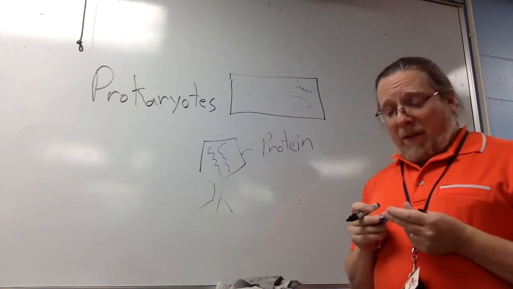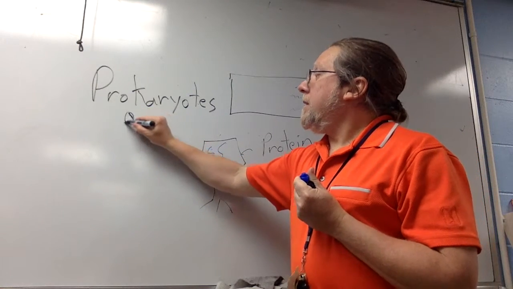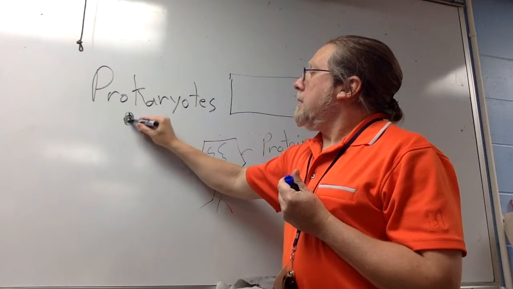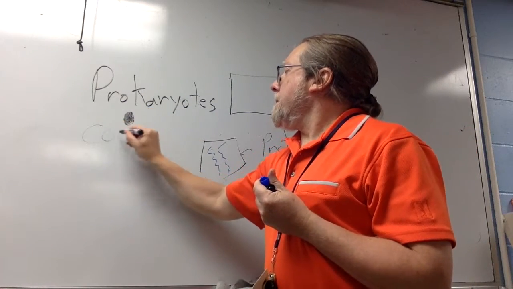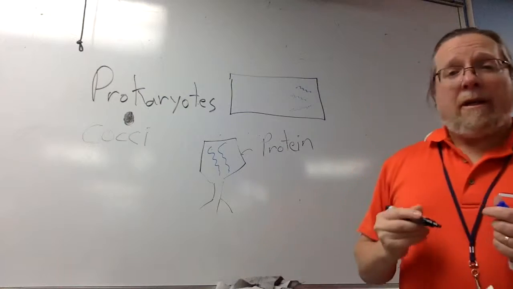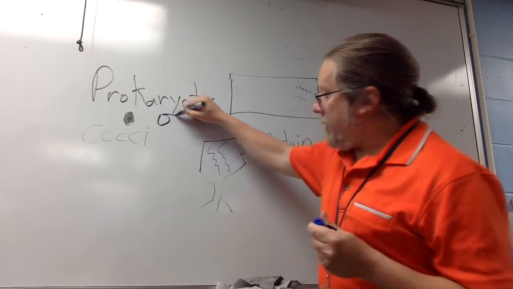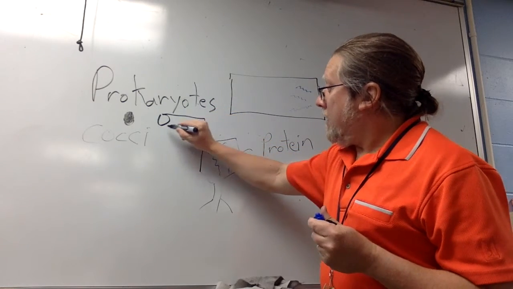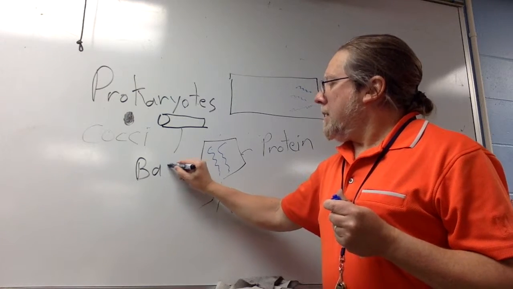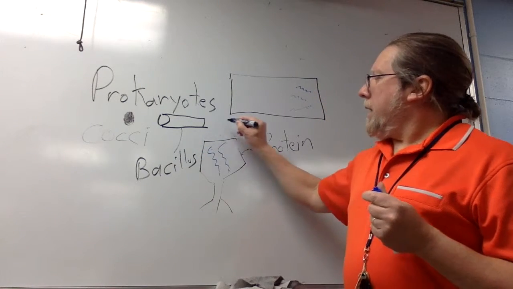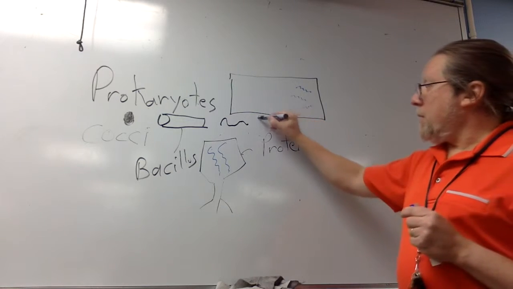There are three basic shapes to prokaryotes: spherical, known as cocci. There are rods, which are known either as rods or as bacillus. And there are spiral-shaped prokaryotes known as spirochetes.